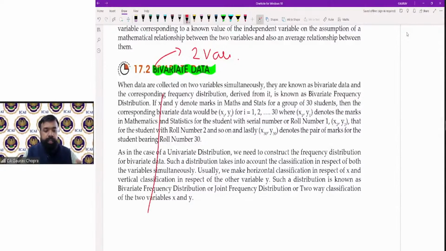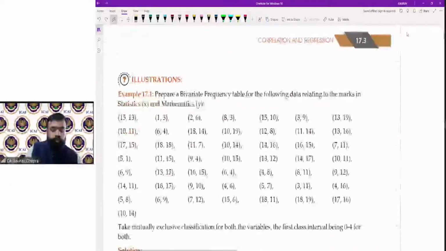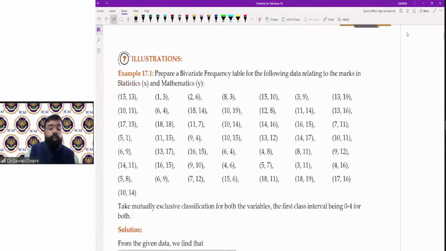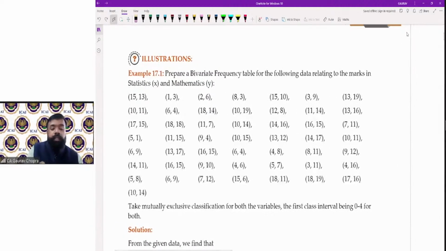So let us understand this with the help of some example. So let's say some data is given to us. So this data basically says it is marks in statistics and marks in mathematics. These are the two variables. तो दो वेरिएबल हमारे पास available हैं and all these are the different marks.